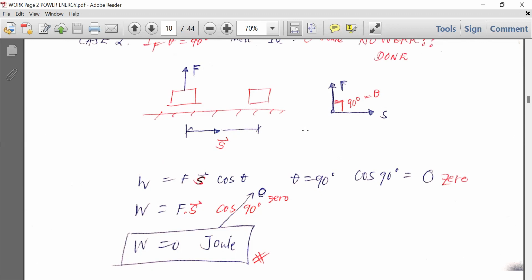How about if you start walking after lifting the box? When you start walking and you move to the right, the displacement of the box is to the right, but the force is upwards. Your palm is applying an upward force to the box, but the box is moving to the right because we're walking to the right. Since the displacement is to the right and the force is upward, the angle theta between F and S is 90 degrees. So when you start walking, there is no work done. When you lift the box, there is work done.